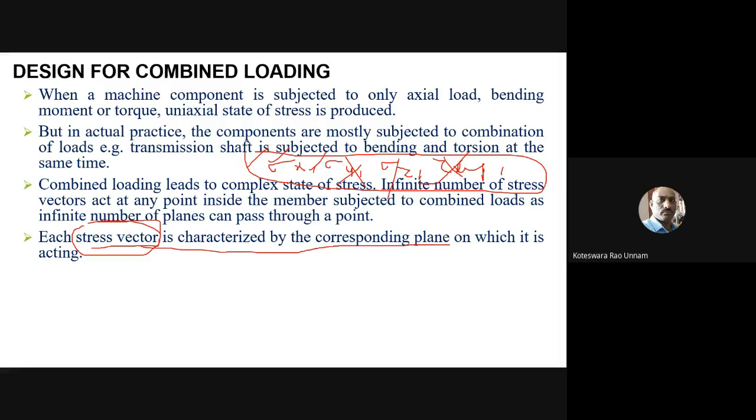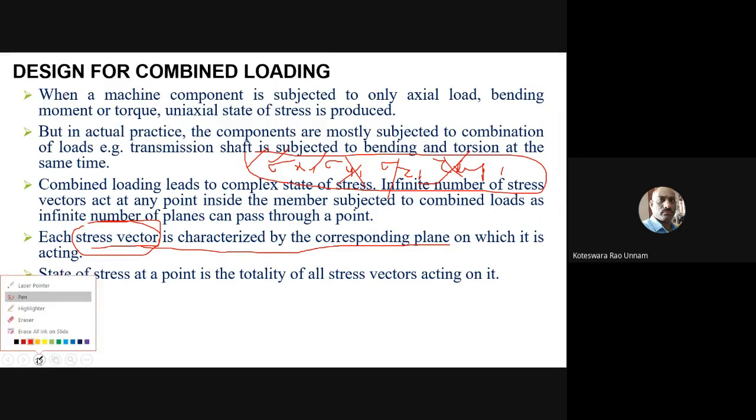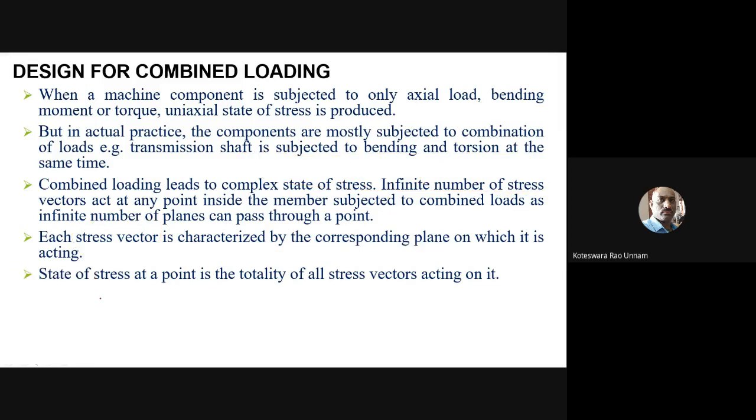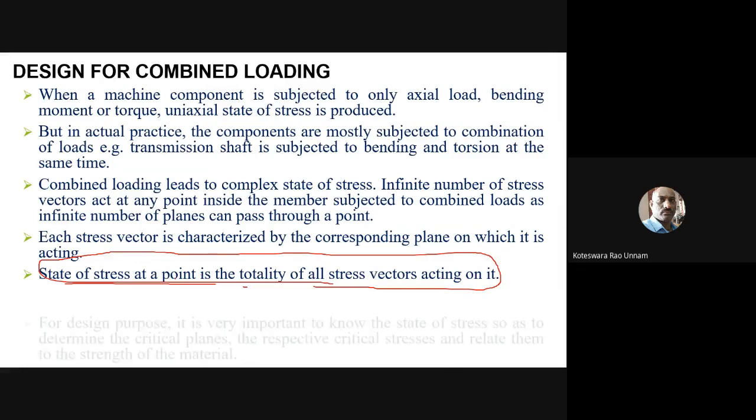If you want to define the stress vector, in case of uniaxial loading, sigma x alone is your stress vector. In case of biaxial, sigma x, sigma y and tau xy is your stress vector. Whereas in case of triaxial, you need to define all 6 components. So this is what we already discussed. State of stress at a point is nothing but the totality of all stress vectors acting on it. So you need to consider all stress vectors acting at a given point. Then we'll call it a state of stress.